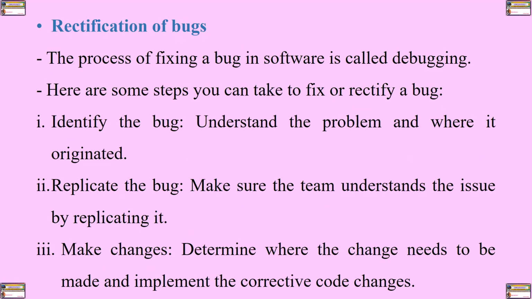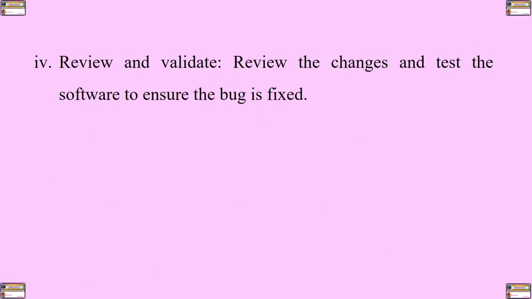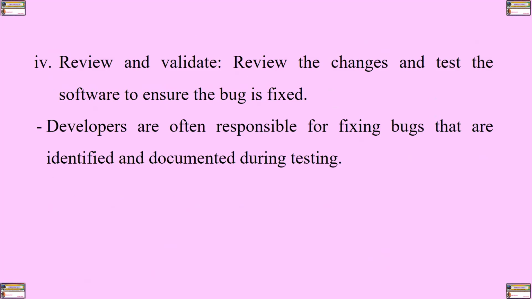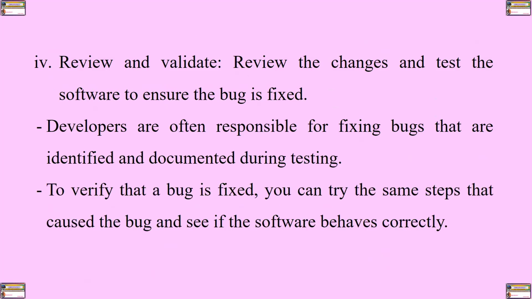Number three is to make changes. Determine where the change needs to be made and implement the corrective code changes. Number four is to review and validate. Review the changes and then test the software to ensure that the bug is fixed. Developers are often responsible for fixing bugs that are identified and documented during testing.